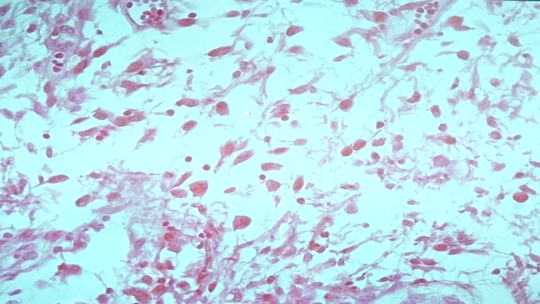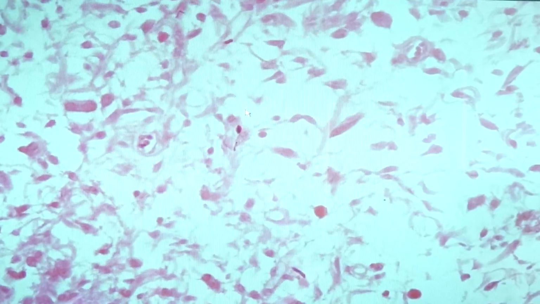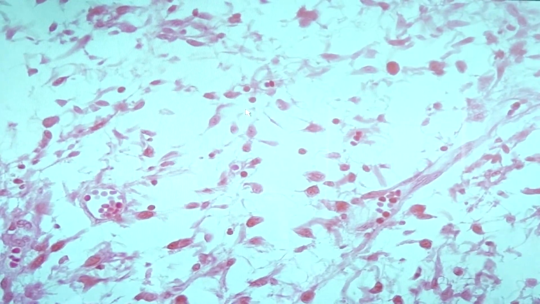So this would be liposarcoma. Sometimes you might not identify the abundance of cytoplasm, so you have to look at some areas that would readily be identified as liposarcoma. In this case, this would be the area.